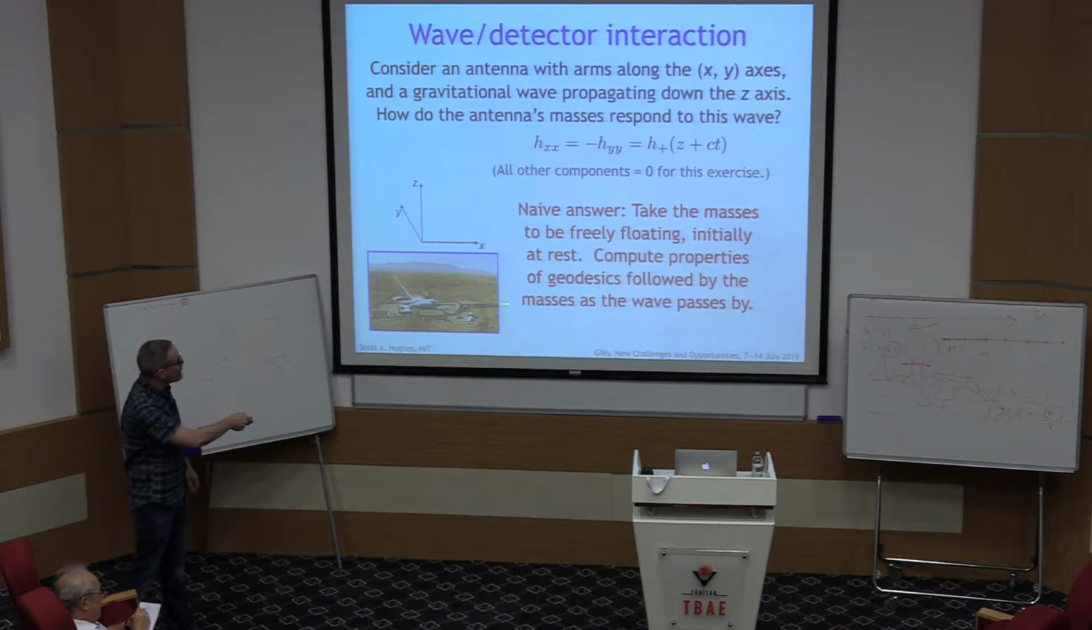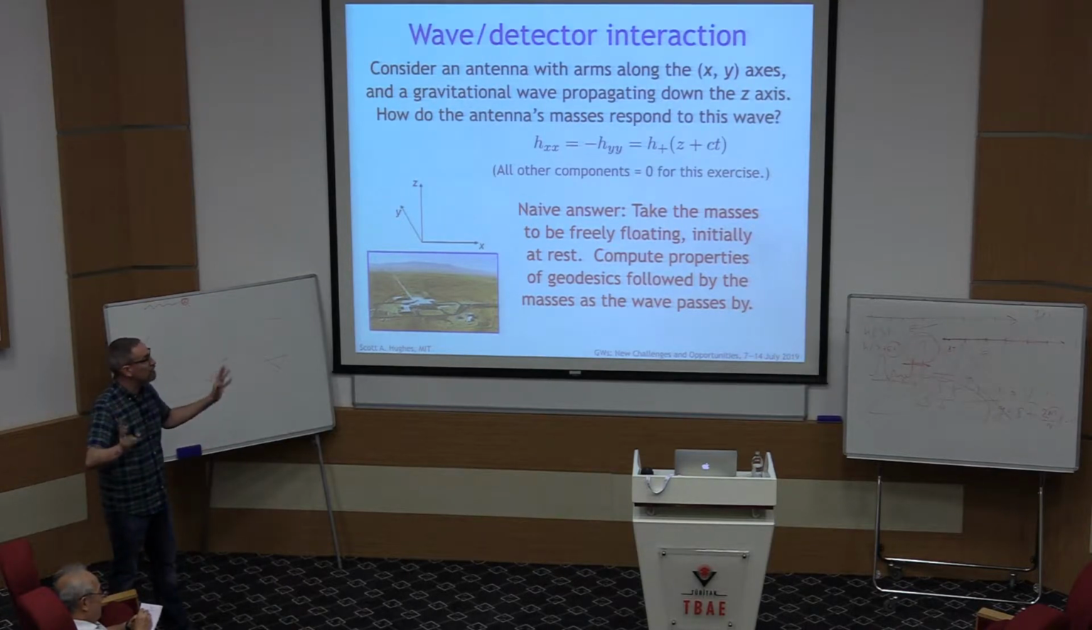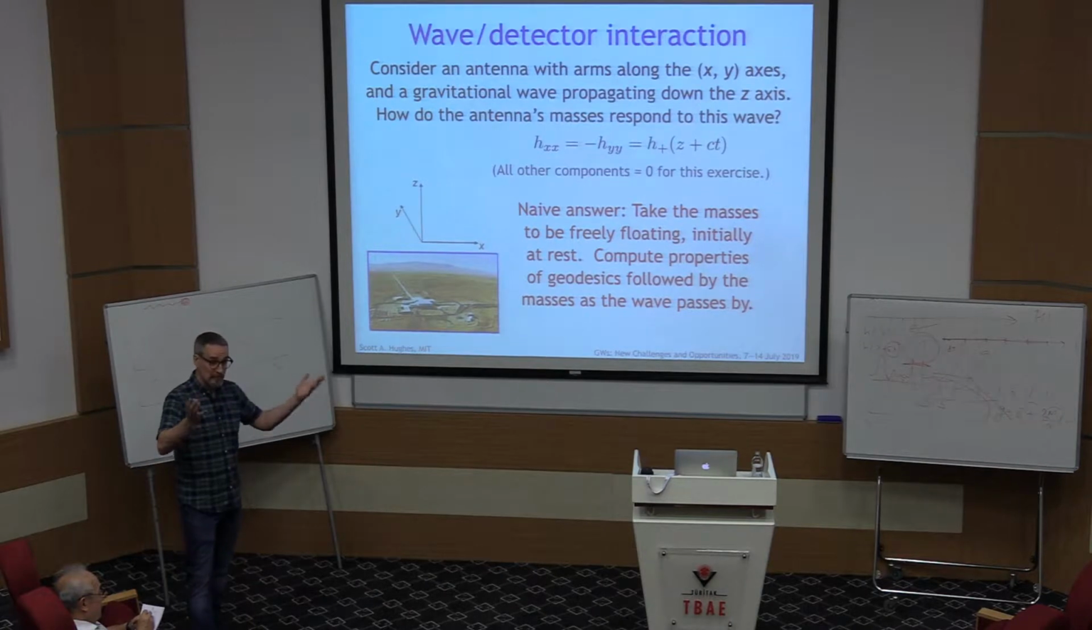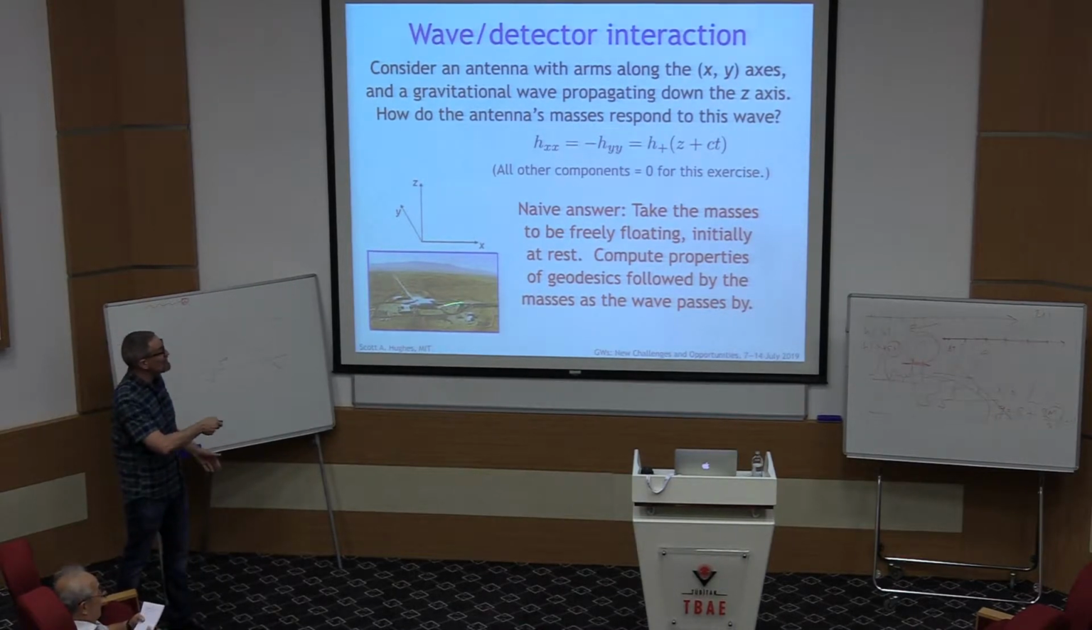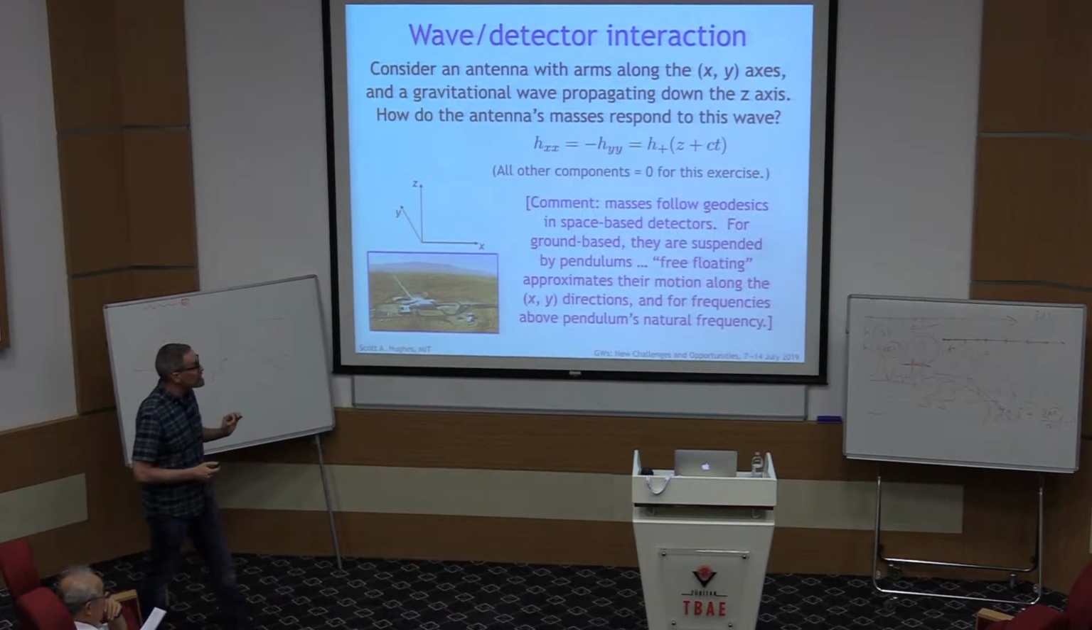I'm imagining that the masses in here I'm going to treat as freely floating test masses. And an object that is freely floating in general relativity, we treat as living on a geodesic of that space-time. And so I want to compute what the properties of the geodesics are on these masses as the wave passes by. One comment that needs to be made.